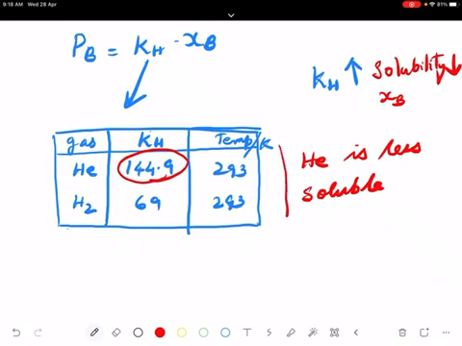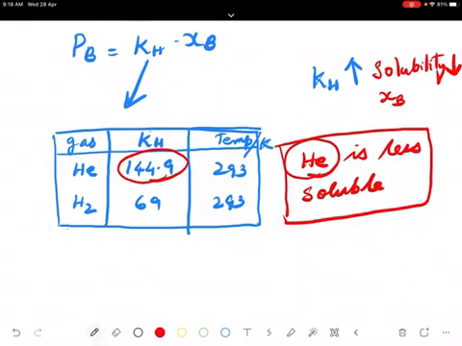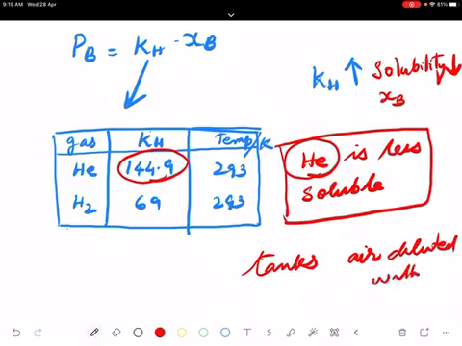Since it is less soluble, this helium is utilized in the cylinders of scuba divers who dive deep down the sea. The tanks used by scuba divers are filled with air diluted with helium. They need air, but that is diluted with helium, because helium will not get dissolved in our blood.